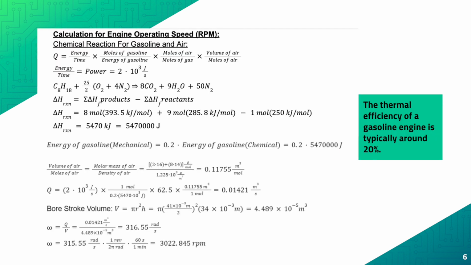To find the operating speed of the engine, we used the chemical formula for the combustion of gasoline in air. First, we calculated the enthalpy of reaction to be about 5,470 kilojoules. Using dimensional analysis and assuming 20% thermal efficiency of the engine, we can solve for the flow rate through the engine. To find angular velocity, we then divide our flow rate by the bore stroke volume, which was calculated using measured dimensions of the piston. Finally, we convert this to RPM and we get slightly over 3,000 RPM.